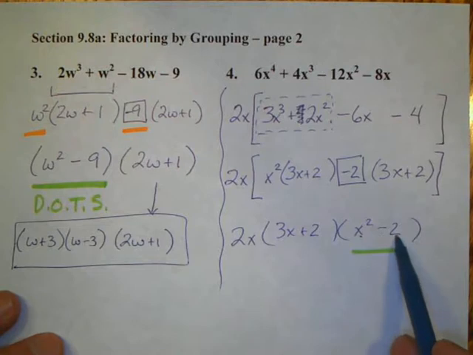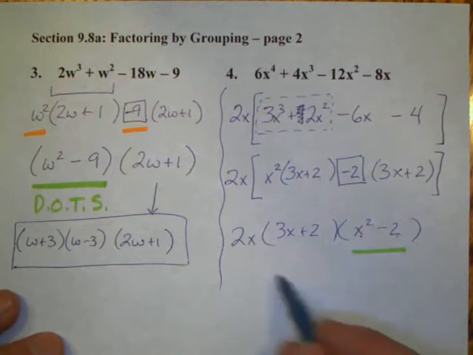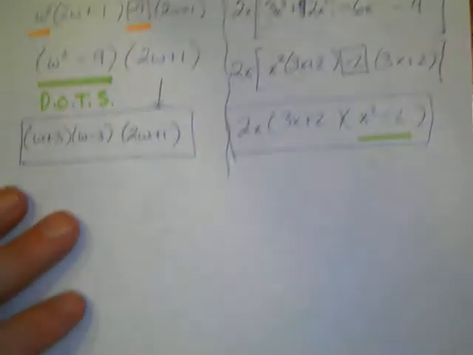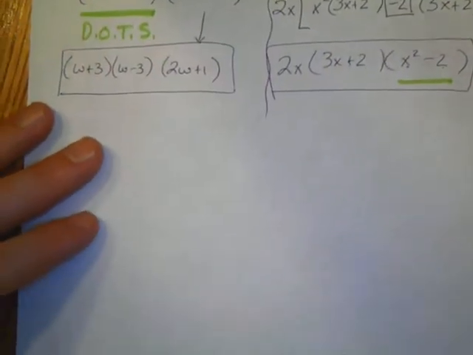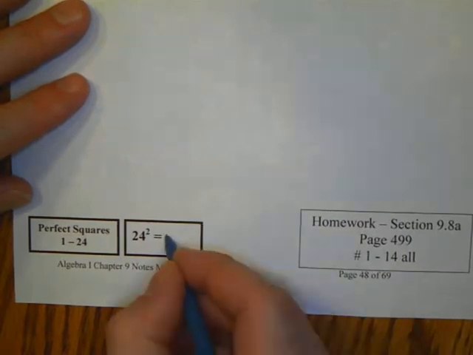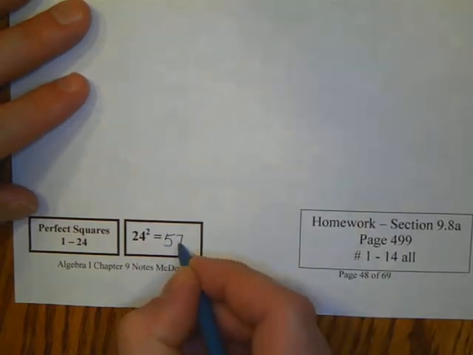Now I'm going to examine each of my three parts. This x squared minus 2 at the back looks fairly suspicious. It looks like the difference of two squares. However, it's the difference of a square and just a number. And so this does not factor, and this is my final answer.